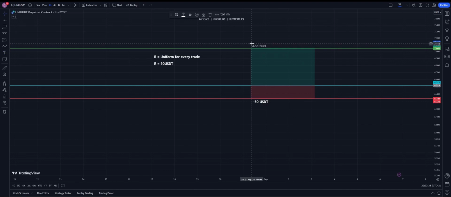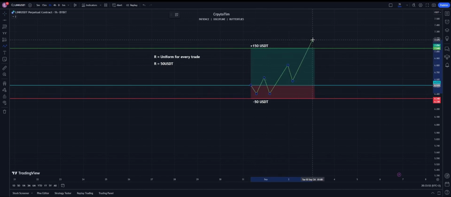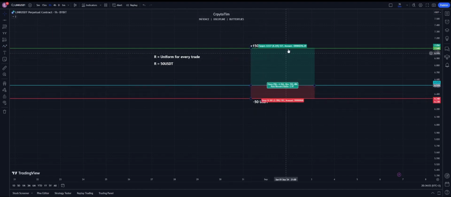So we're winning 150 USDT over here. Let's say price is jumping like here, we win 150 USDT. In this particular trade, price goes against us, we lose 50 USDT. In the next trade, price going in our favor, we win 150, goes against us, we lose 50.